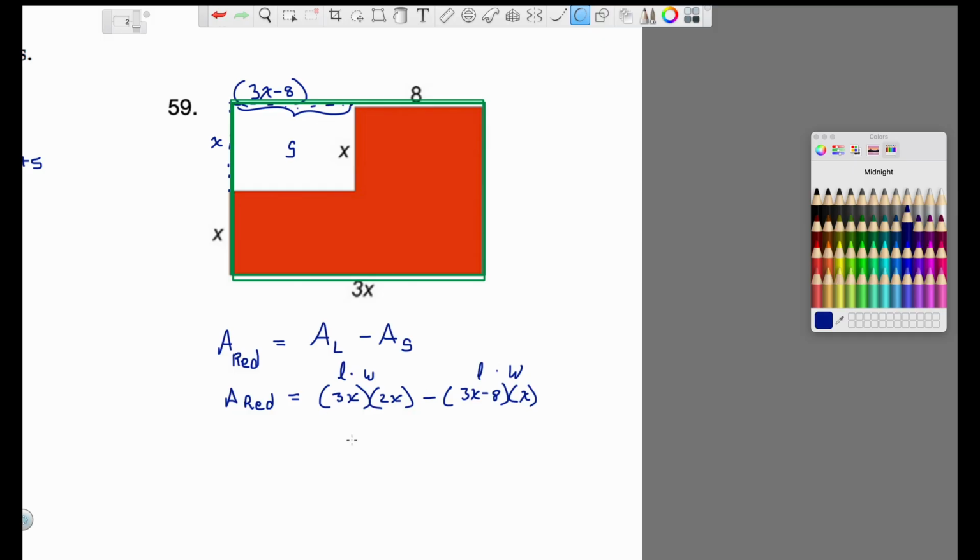So that's length times width. 3x times 2x is 6x squared. And then minus, so negative 3x times x is negative 3x squared. A negative times a negative 8 is positive 8 times x, which is 8x. And the area of the red region is going to be 6x squared minus 3x squared, which is 3x squared plus 8x.